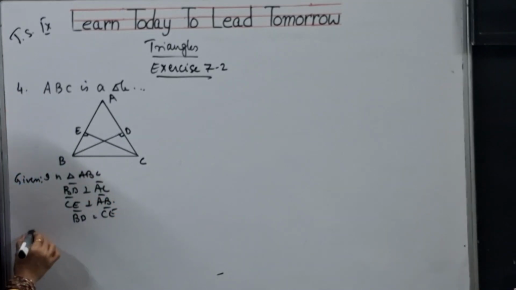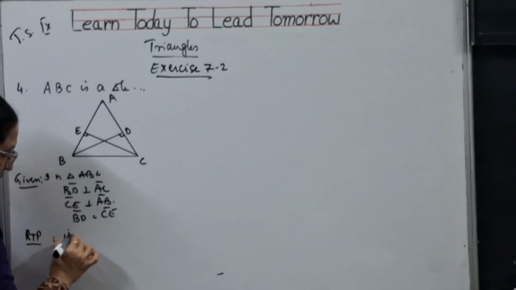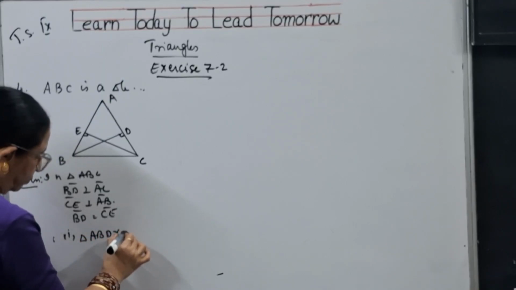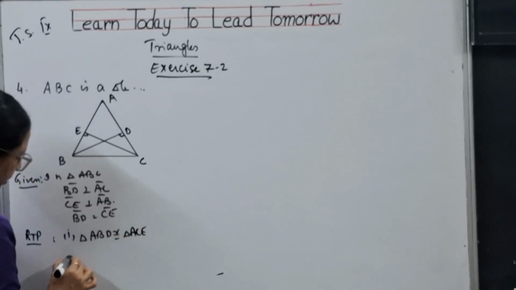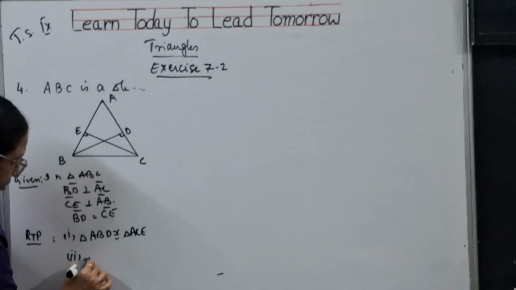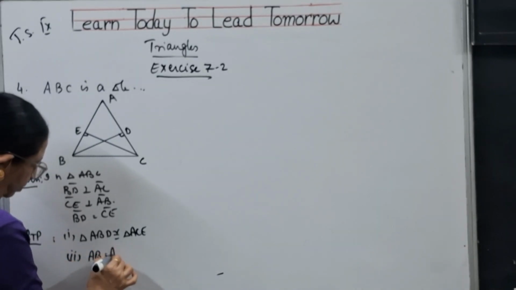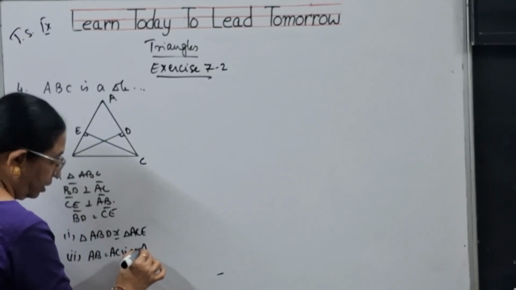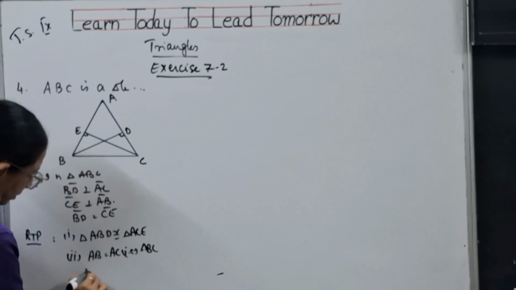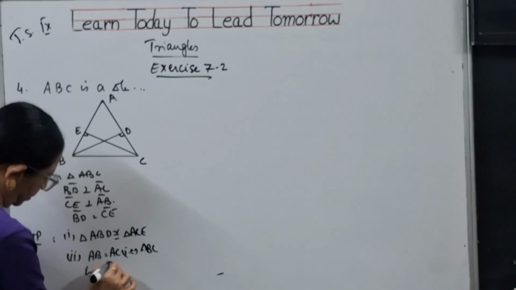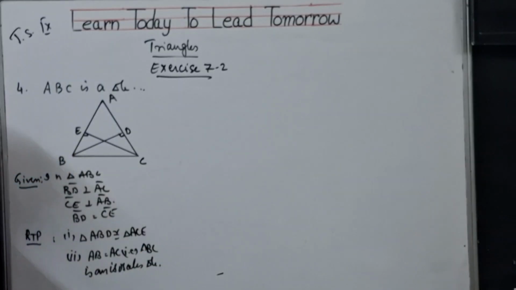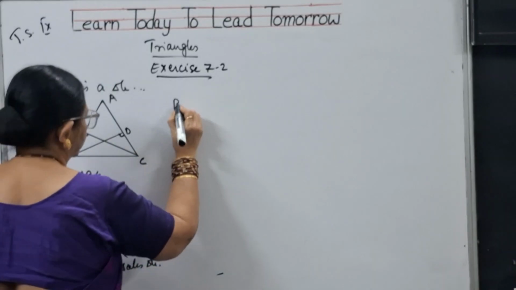Okay. Now, what is RTP? You have to prove, first bit, triangle ABD is congruent to triangle ACE, and second bit, AB is equal to AC. That is, ABC is an isosceles triangle. This you have to prove. So let us go for the proof.